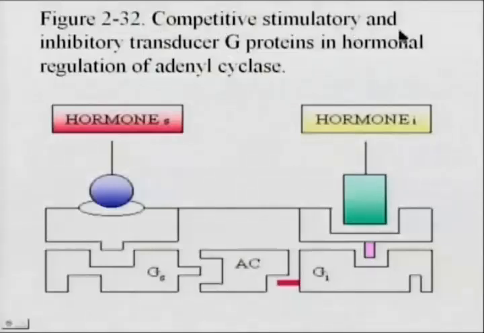So also there can be competitive stimulatory and inhibitory transducer G proteins in hormonal regulation of adenylate cyclase. So hormone S acts through G sub S to increase adenylate cyclase activity. Hormone I acts through G sub I to inhibit it. So the presence of these two antagonistic hormones in differing levels with activation of their corresponding receptors determines at any one point in time the level of adenylate cyclase activity and therefore the concentration of cytoplasmic cyclic AMP.